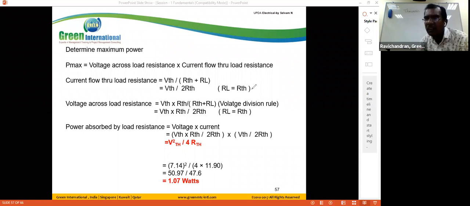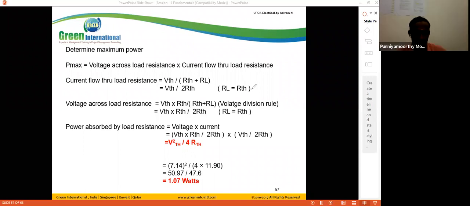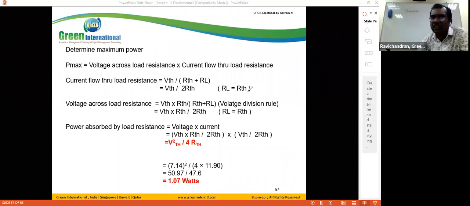Any doubt, sir? Okay, clear. So for the maximum power transfer theorem, RL is equal to RTH, so RTH plus RL becomes 2 RTH. So we have this formula, the final answer. Substituting these two, we get this formula.